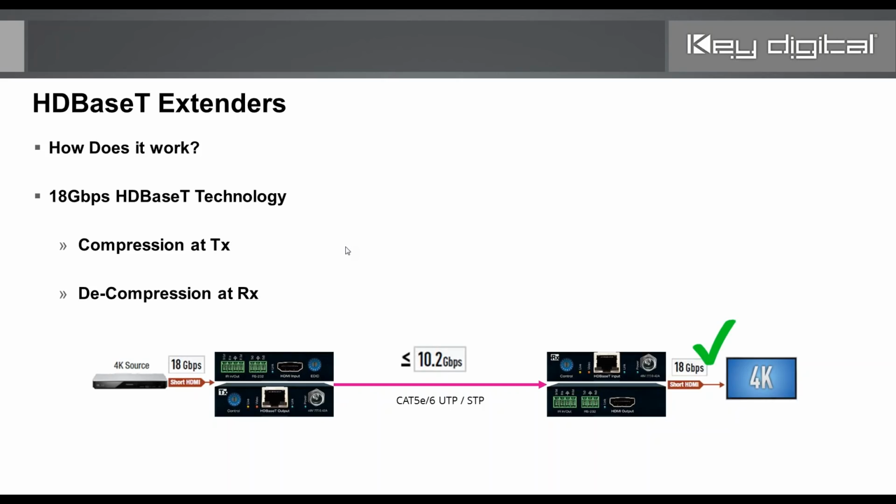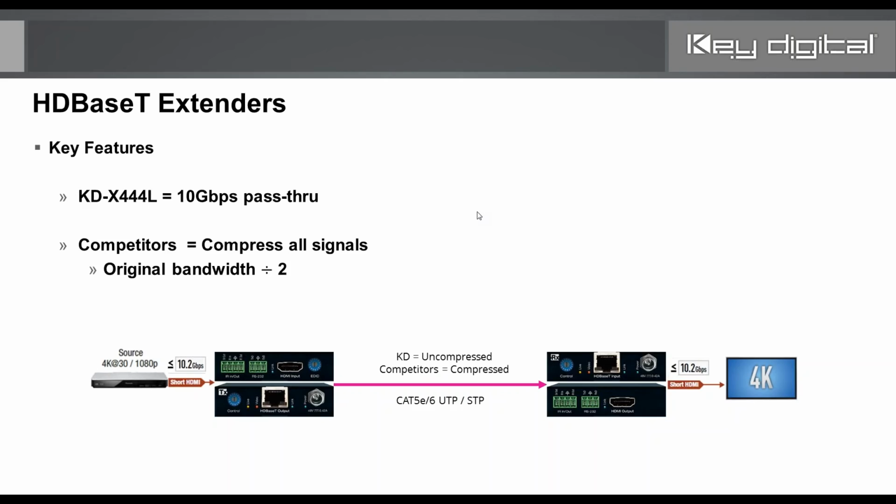Now, we did find, though, some issues with that technology that we at KeyDigital were able to improve upon. And so therefore we give to you KDX444L's 10G pass-through. Now this is very important, because you say, oh, okay, well, whatever we got to do to get 18G working over a cat wire with that compression. However, the chips that are out there doing this compression all have the same behavior, but KeyDigital's engineers were able to reverse engineer that technology.